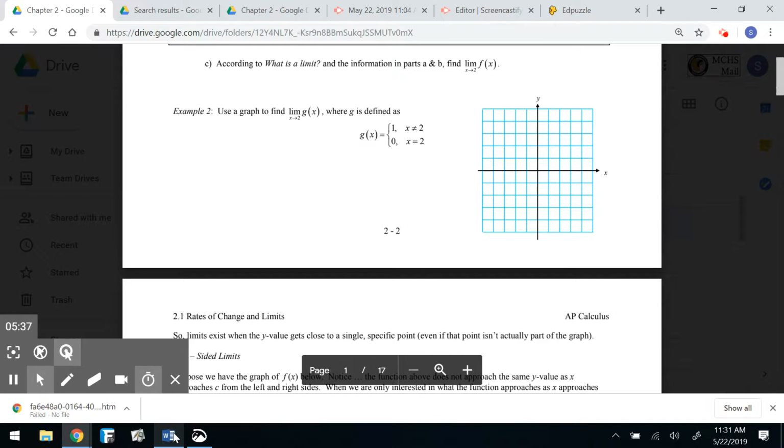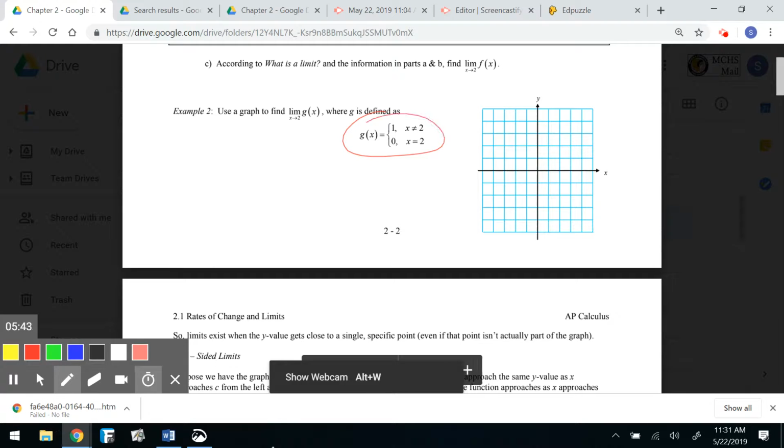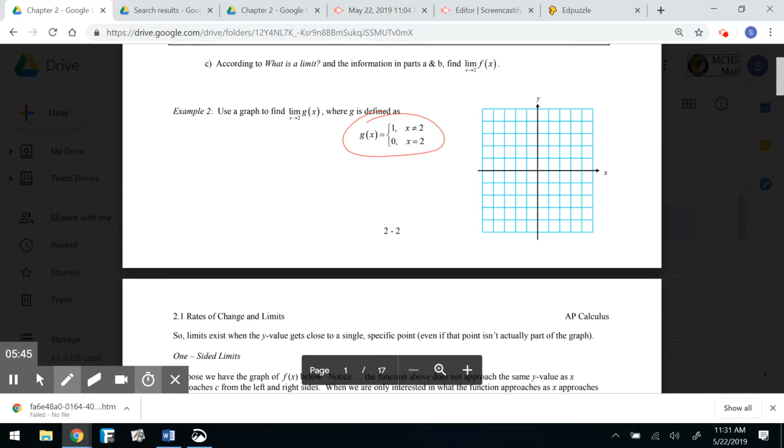Now, to really understand limits, it's always very, very helpful to look at piecewise functions. So let's look at this piecewise function. Let's graph it first, and then we're going to look at what's happening to that in terms of a limit. But when x is not 2, our value of y is always going to be 1. So what would that look like?